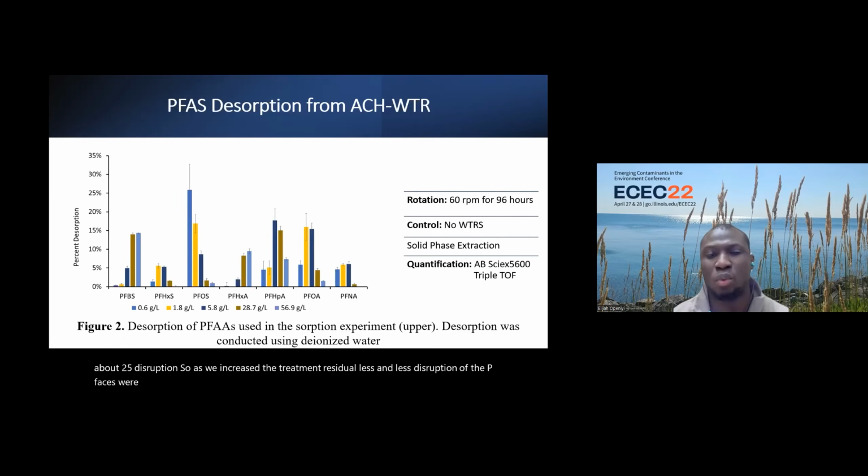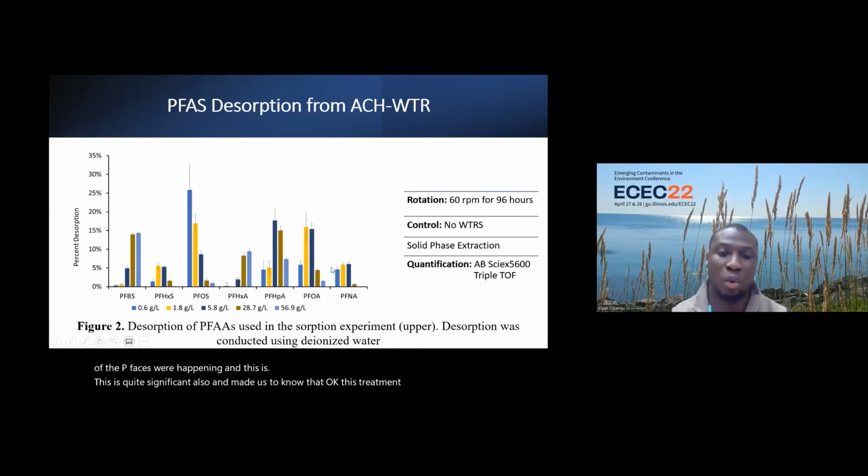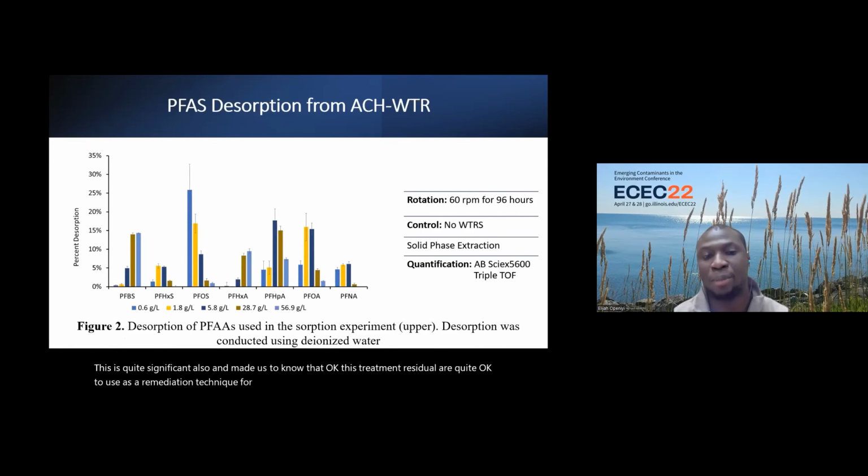And this is quite significant also, and made us know that this treatment residual is quite okay to use as a remediation technique for the sorption of PFASs that may be leaching out when biosolids are applied to our agricultural fields.